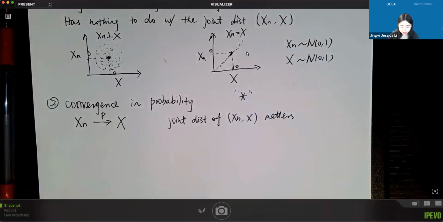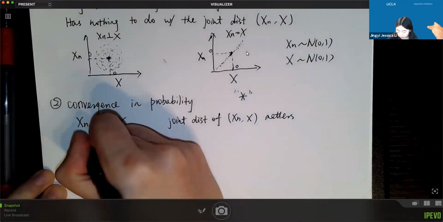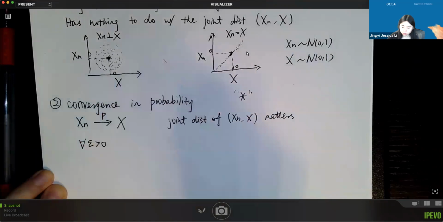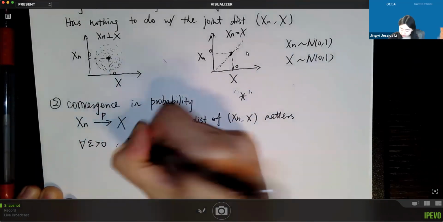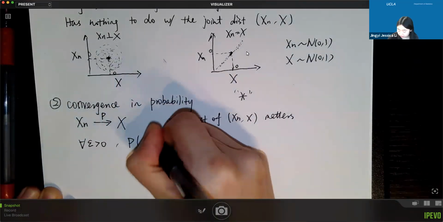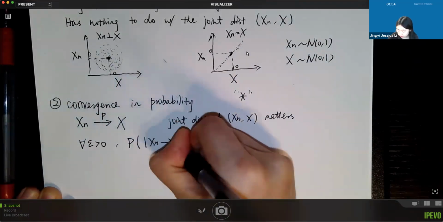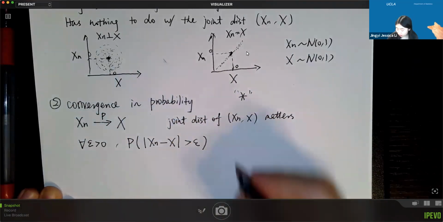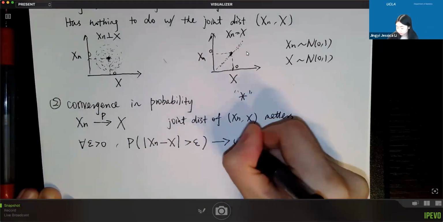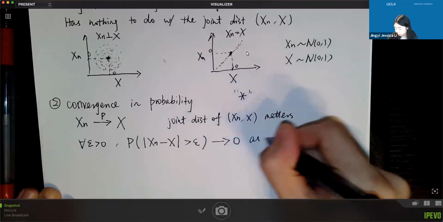And how do we consider this? Mathematically, the definition is that for any positive epsilon, we have this probability, that |xn minus x| is greater than epsilon. This probability must go down to 0 as n goes to infinity.